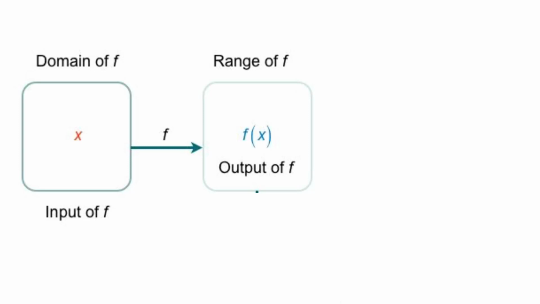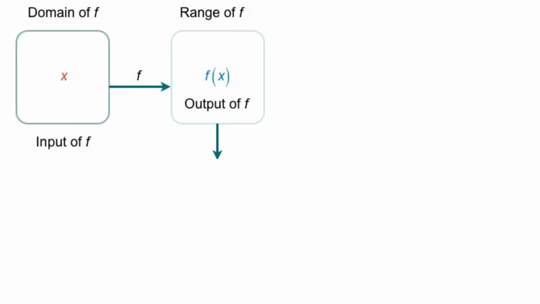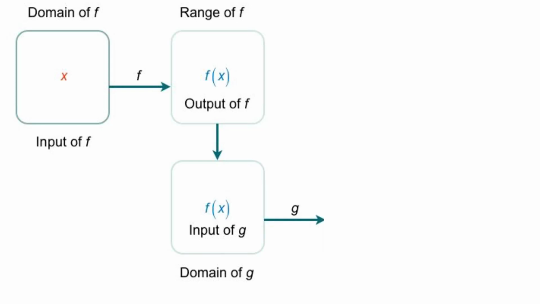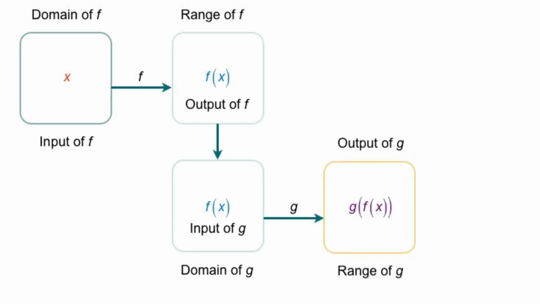If we immediately take the outputs of f and use those as inputs into a new function, g, the outputs f of x become the inputs of g. Those inputs placed into the function g become the function g for the input values f of x. We can read this as g of f of x.